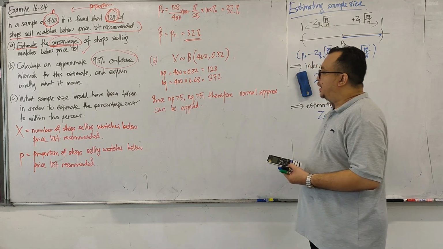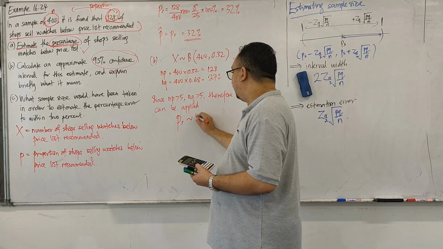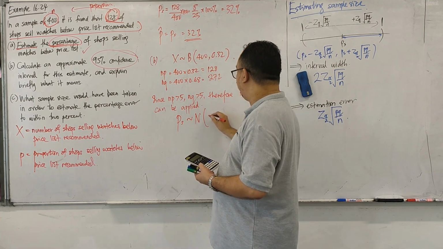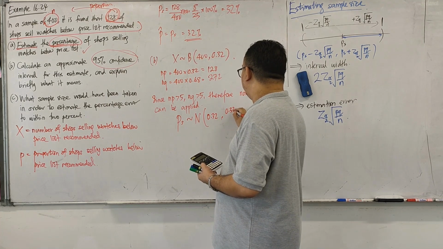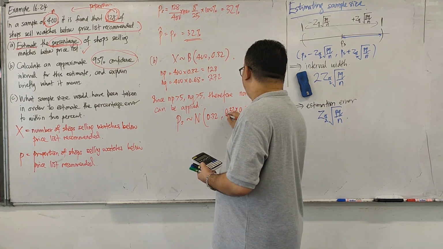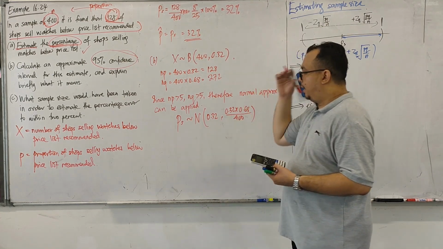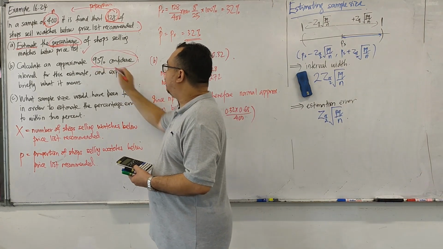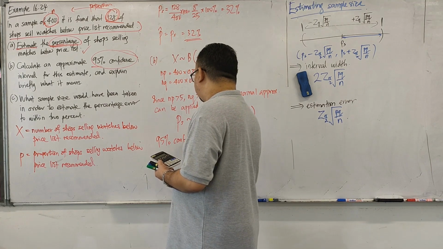Okay, so kita nak apply normal approximation, kita tulis P-hat will follow normal distribution, P saya adalah 0.32, PQ over N. N saya adalah 400. Okay, step 1, step 2, step 3, 95%. 95% confidence interval.